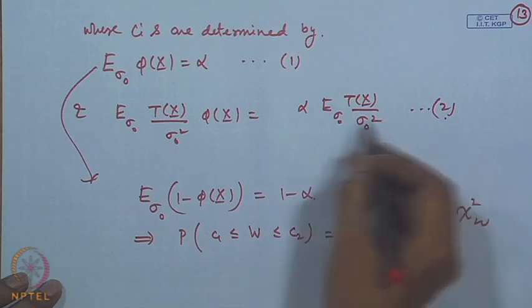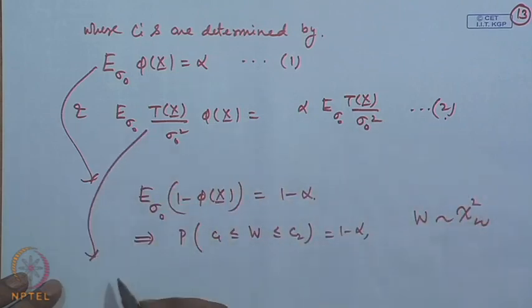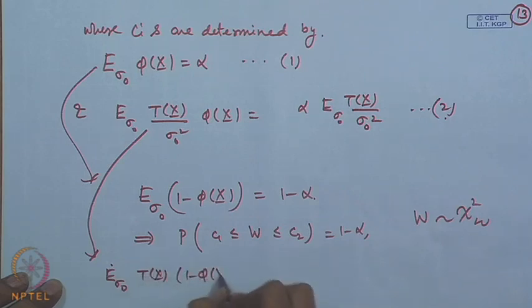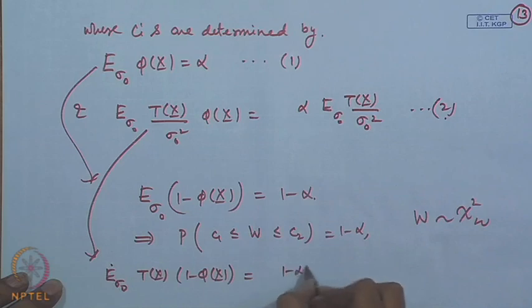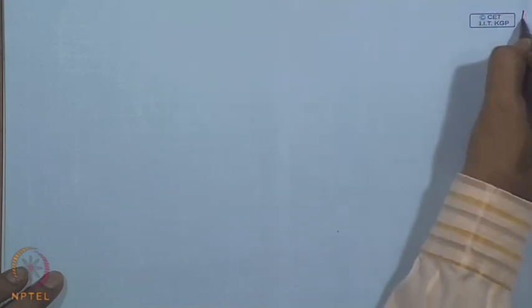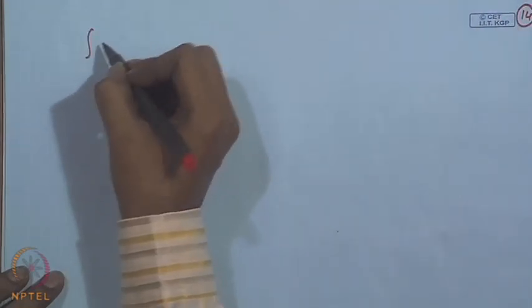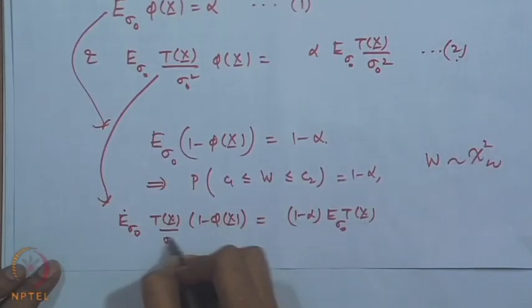However, let us look at this condition 2 also. What is this condition 2? In the condition 2, you are getting once again if I write 1 minus, this will become expectation under sigma naught of T(x) times 1 minus phi(x), that is equal to 1 minus alpha times expectation of T(x), because expectation of T(x) gets cancelled out on both the sides. So, this is then reducing to integral W, and of course, we are also considering division by sigma naught square.